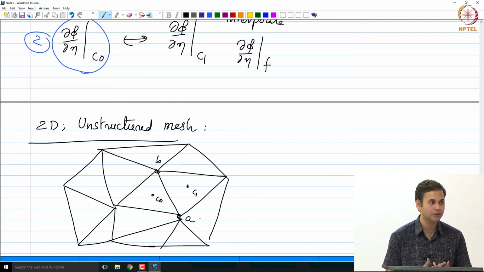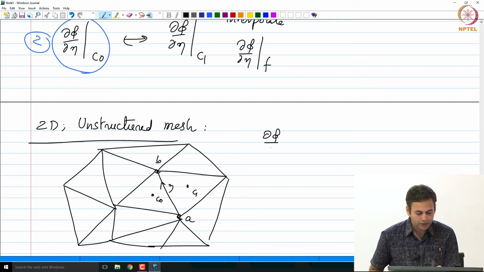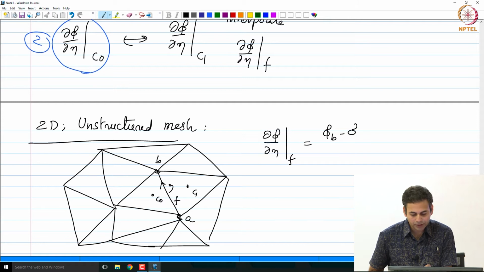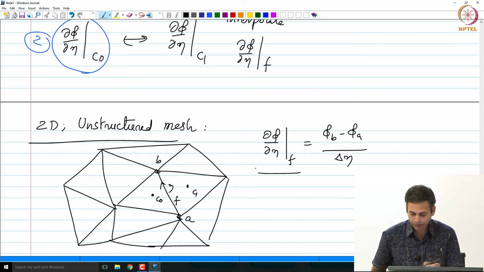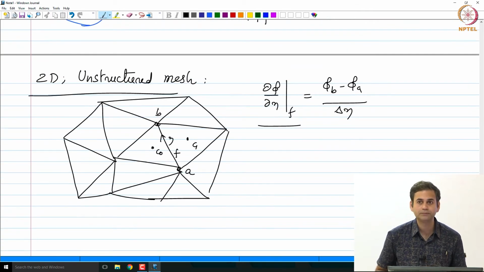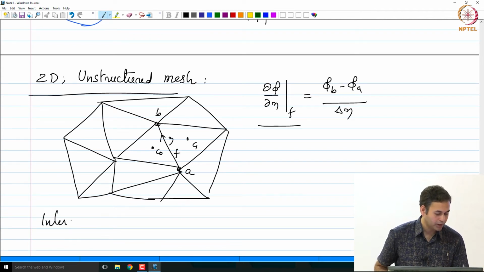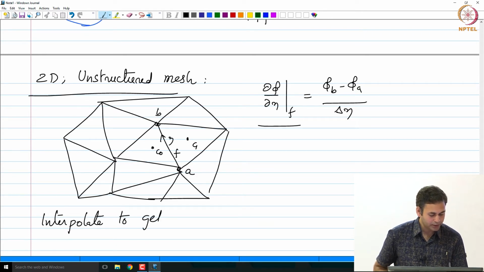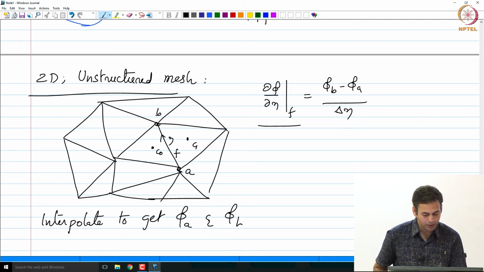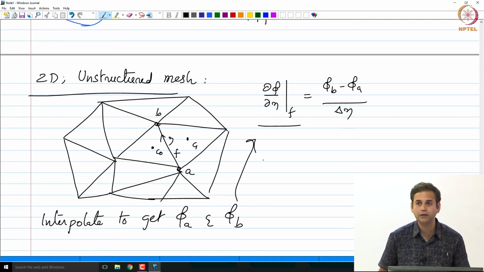We can calculate what is phi b, we can calculate what is phi a, and then calculate what is partial phi partial eta. That is basically in this direction. I can calculate partial phi partial eta on this particular face from phi b minus phi a upon delta eta, right. Can I do that? Essentially interpolate to get phi a and phi b, and thereafter apply this formula and then calculate what is partial phi partial eta, right.